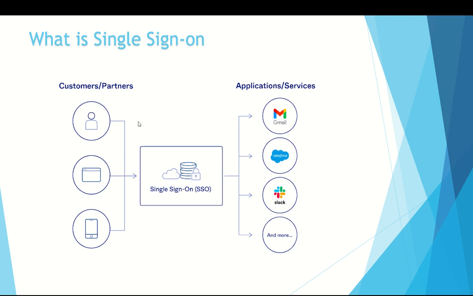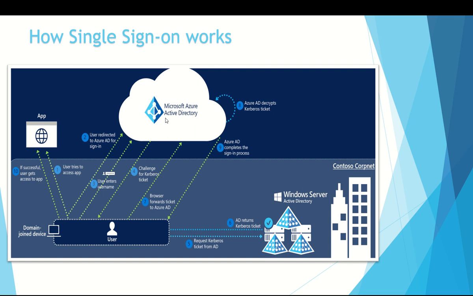So here you can see we have multiple partners or multiple customers using single sign-on. They can log into multiple applications. This picture is there to make it pretty simple to understand. So the question is how single sign-on works. Looking at the picture, you can see how it is working.